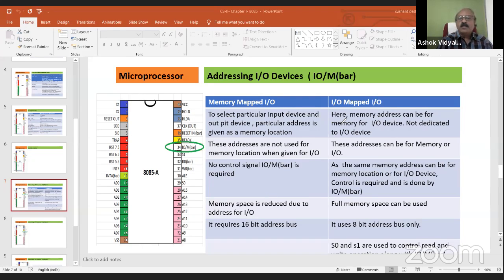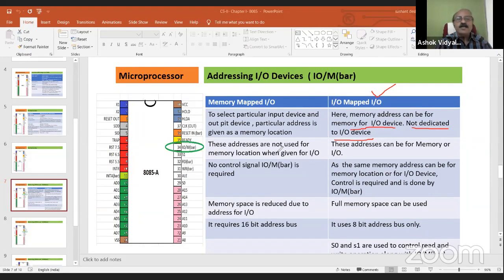Now, instead of that, if we have a memory and this memory can be used for similar to address and data. If this particular memory location can be used as memory location or can be used as the memory or as the IO, then in that case it is called as memory mapped IO. So here the memory address can be a memory for IO device and not dedicated to the IO device. It can be for memory or it can be for IO.